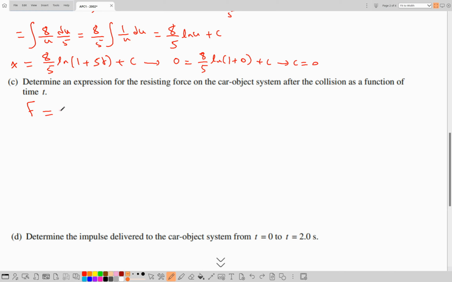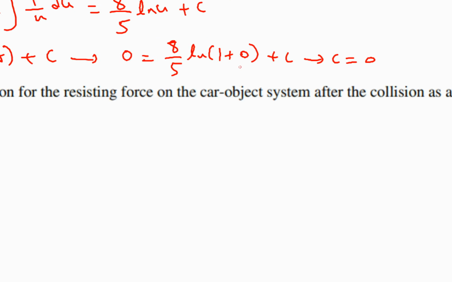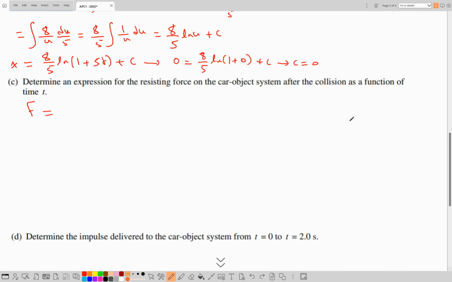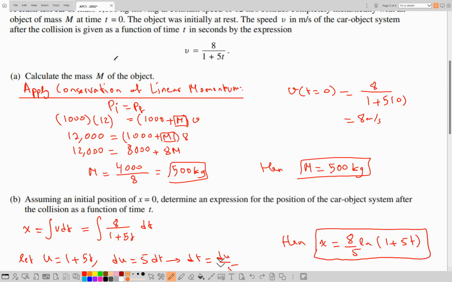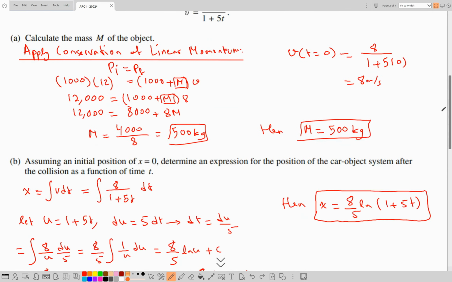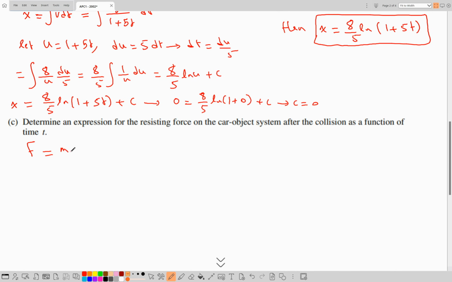Now what does this mass represent? Because we are talking about the car object system, we should include the total mass. One of the masses is capital M, and let me name the mass of the car to be small m. So that would be m plus capital M multiplied by a, and that would be m plus capital M multiplied by dV by dt, which is m plus capital M d by dt of the function that we have, which is basically 8 over 1 plus 5t.